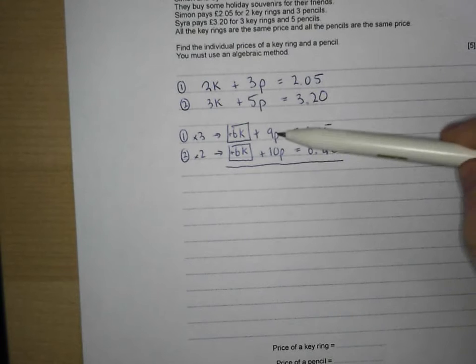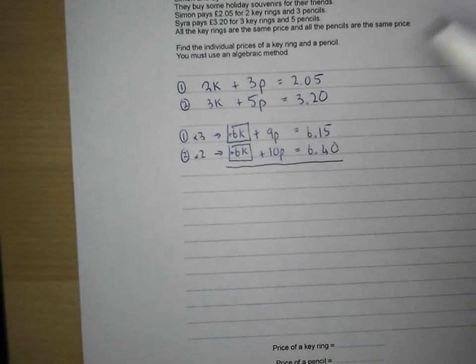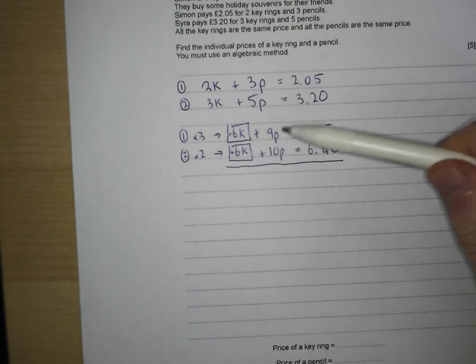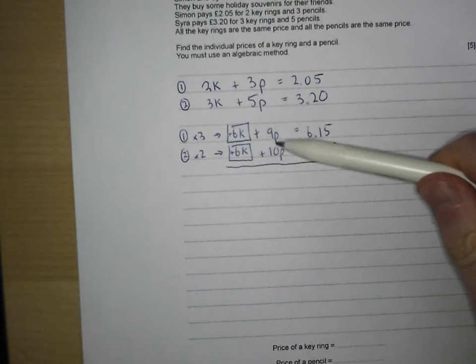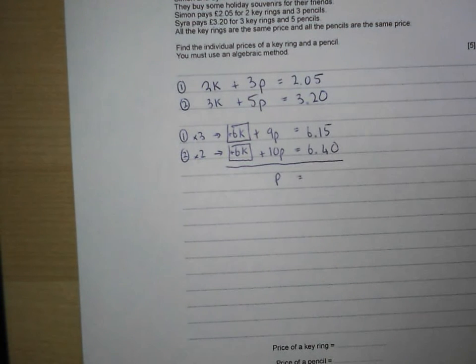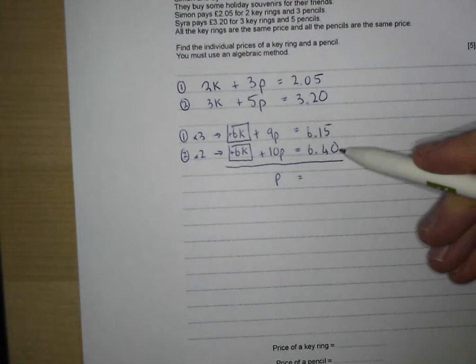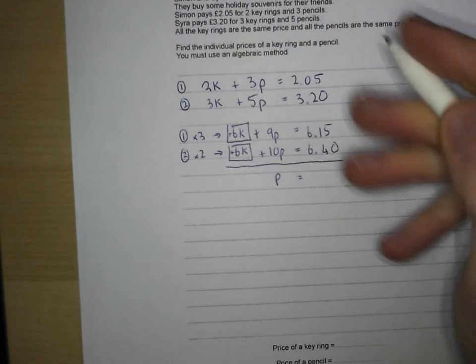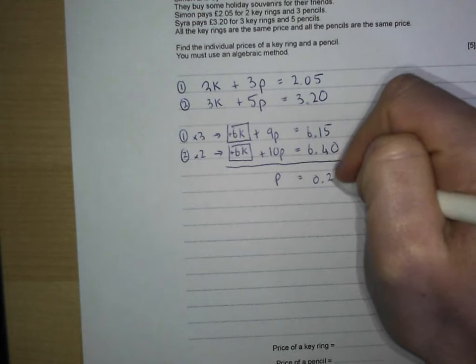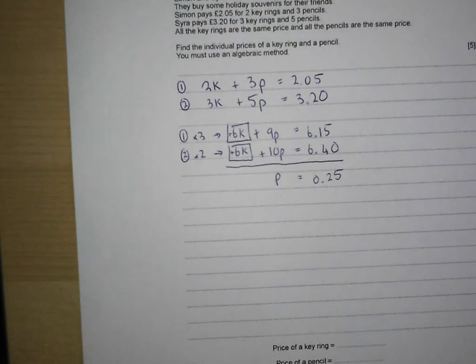I don't like the idea of 9p take 10p because I'm going to get negatives. So I'm going to do bottom subtract top, 2 take 1. So I'm going to do 10p take 9p, which is just going to leave me with 1p. And then I've got to keep consistent, 640 take 615, which if my maths is right, I'm going to go for 25. There, 25 pence.